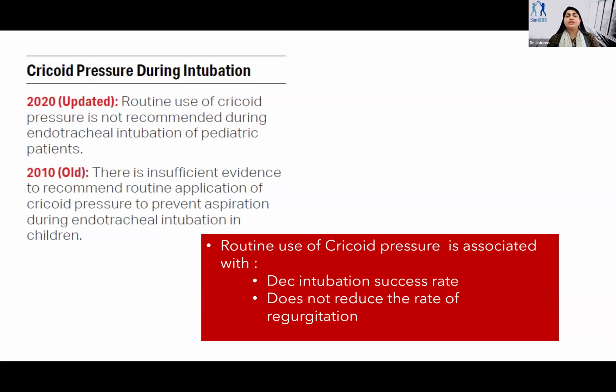Routine use of cricoid pressure is not recommended during the endotracheal intubation of a pediatric patient, because routine use of cricoid pressure has been found to be associated with decreased intubation success rate, and it does not decrease the rate of regurgitation. Already in resuscitation you have so much time pressure, and if you assign one person just to put on cricoid pressure, you need another set of hands, which is not always possible. So there is no recommendation for routine use of cricoid pressure.